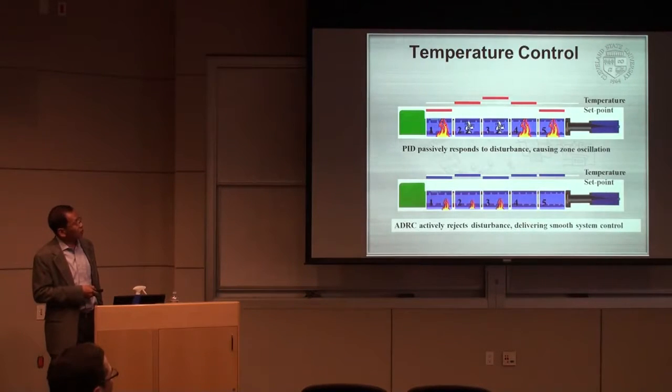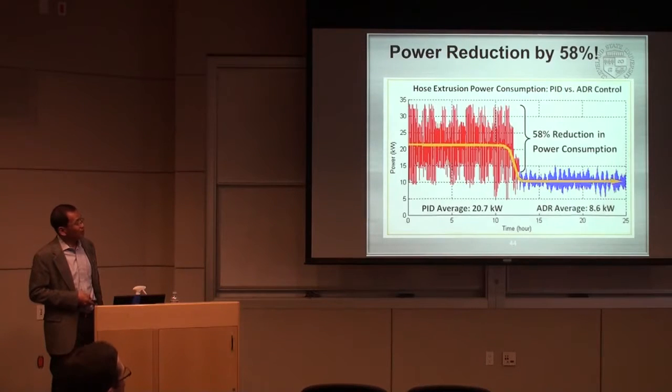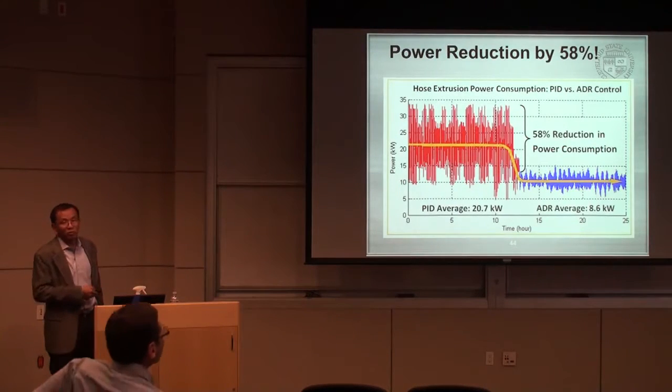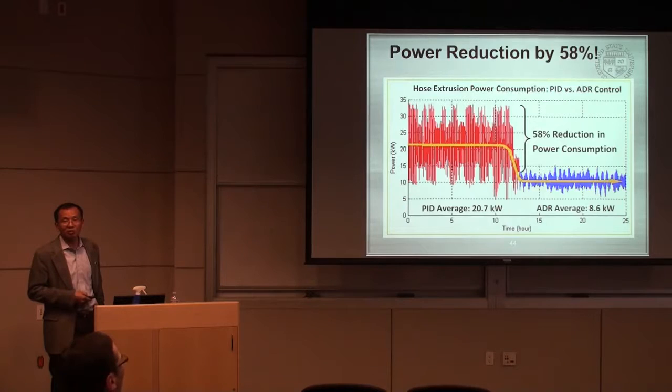The temperature fluctuation becomes much smaller. All the fans are turned off. Only three heaters remain active. The two other heaters are turned off. So that's why you see such a big change in energy consumption.